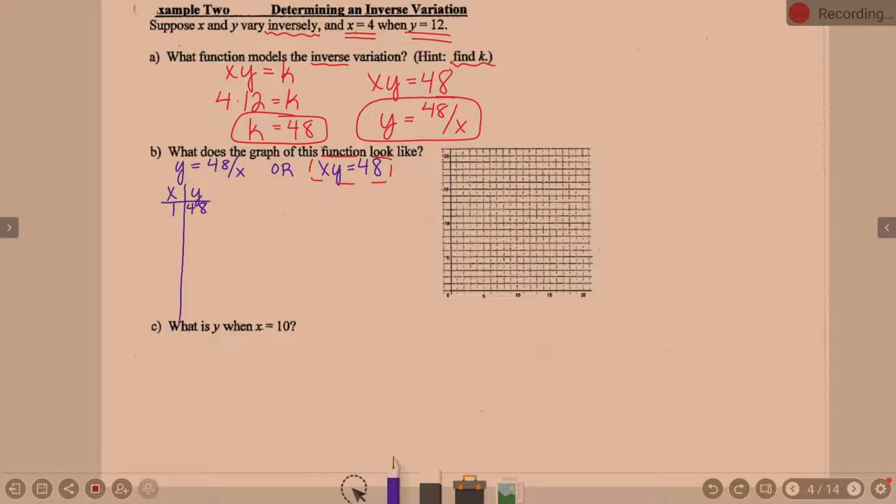I wasn't asking for them in order. I'm going to go in order here because I have a process I like to follow. If I go in order, 1 and 48 works, right? Then 2 and 24, 3 and 16, 4 and 12. No one said 5 because 5 doesn't go. Are you guys noticing what I'm doing here? I'm going in order, aren't I? 6 and 8. 7 doesn't go. 8.